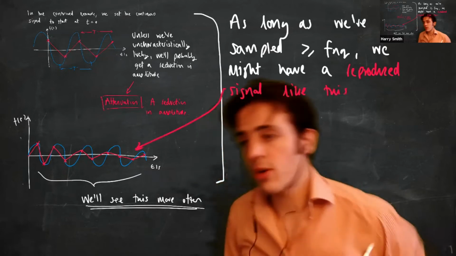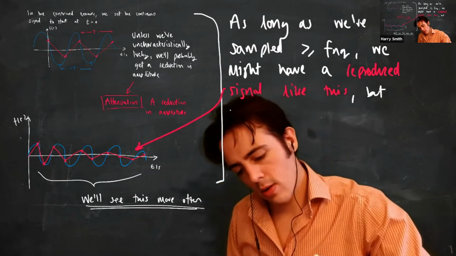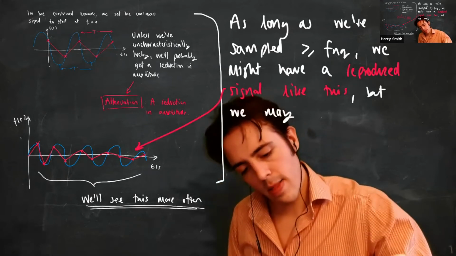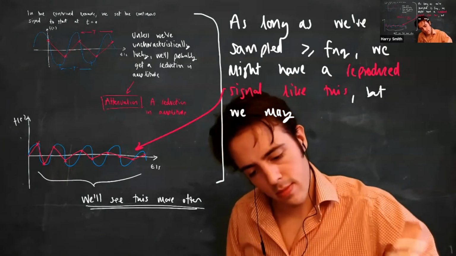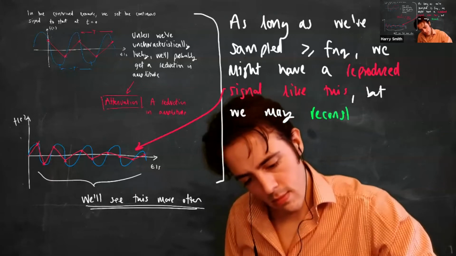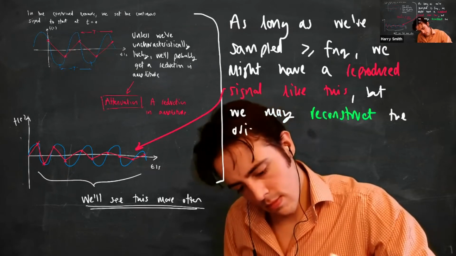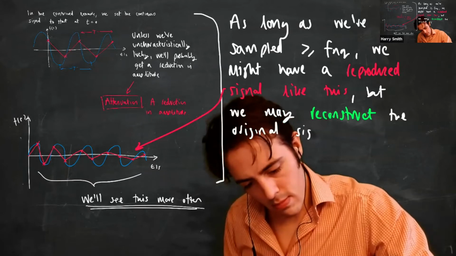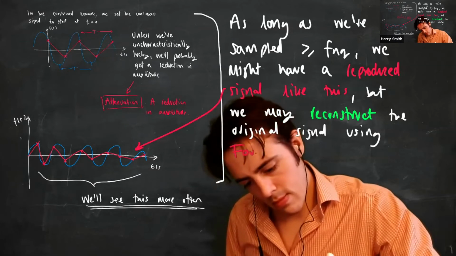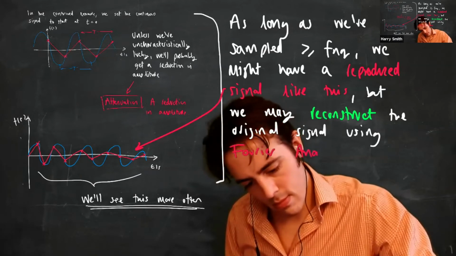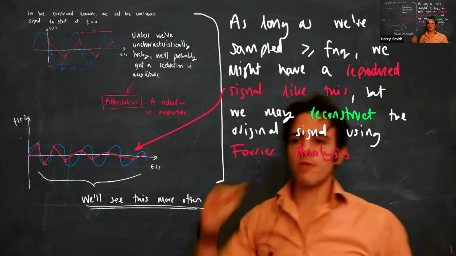So we might have a reproduced signal that looks like this when we just join those lines up together. But we may reconstruct this signal. We can reconstruct the original signal using something called Fourier analysis.